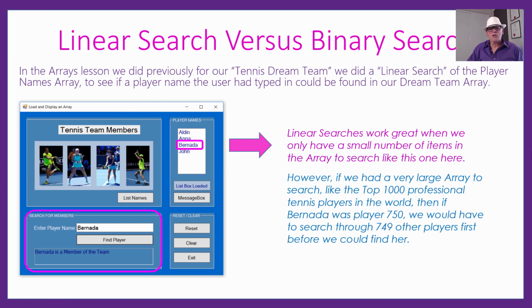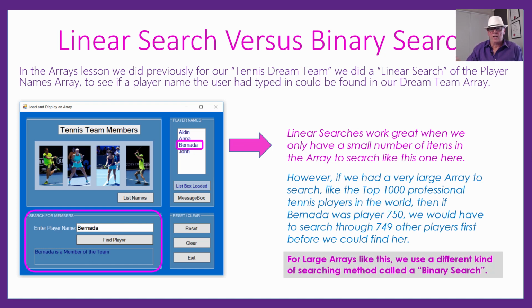But when you've got a very large array, like say the top 1,000 tennis players in the world, and Bernarda was right along in that array at number 750, that means you've got to search along 749 other people working from the start to where she is, which is very inefficient and would take a long time. Binary search is a lot quicker. So for very large arrays, binary search.